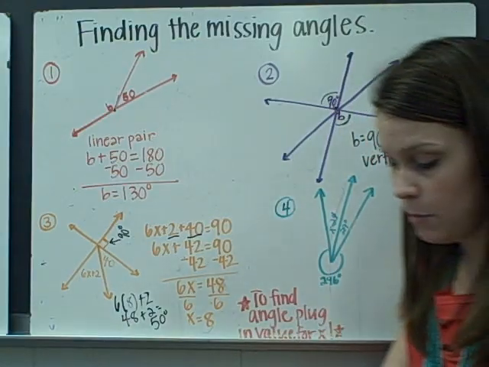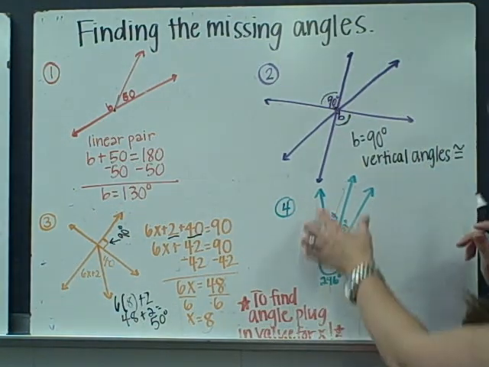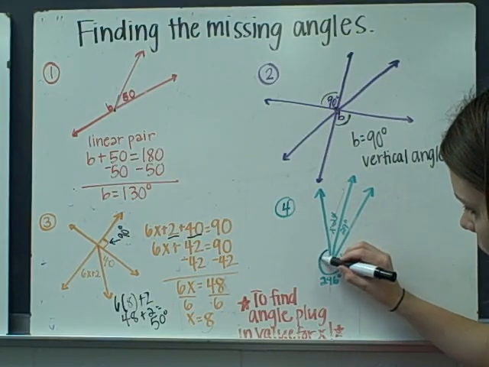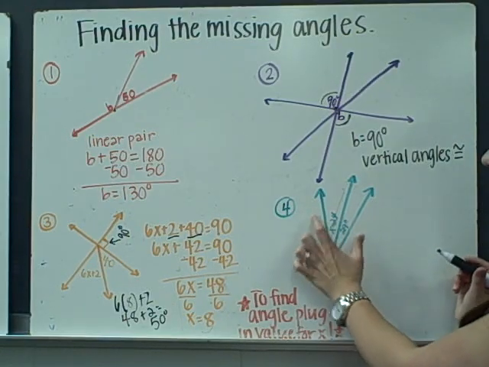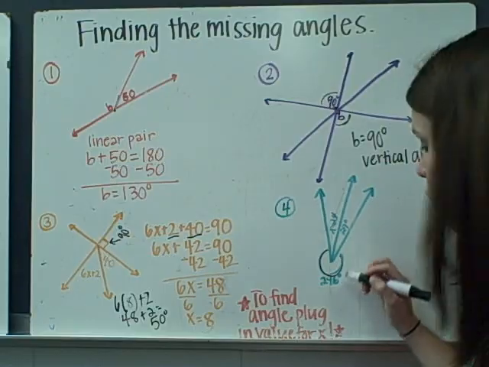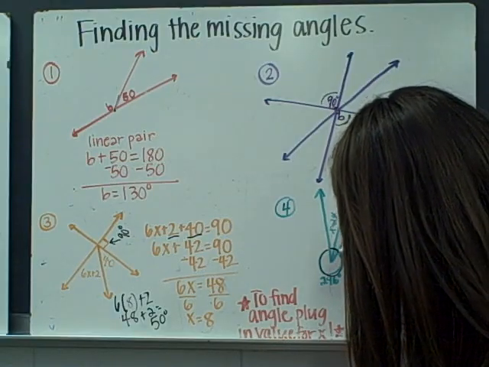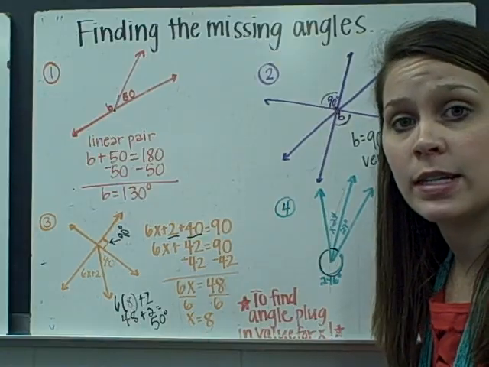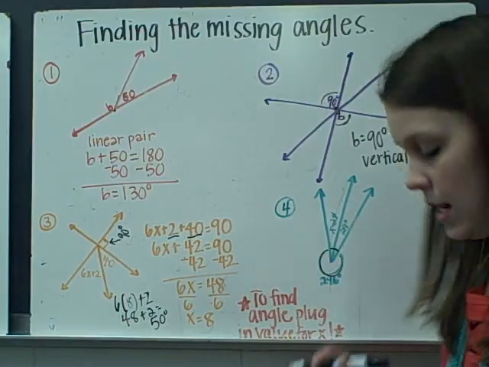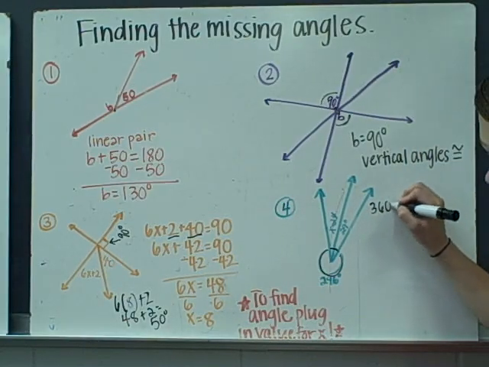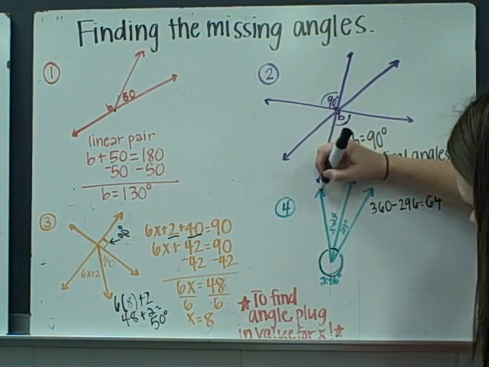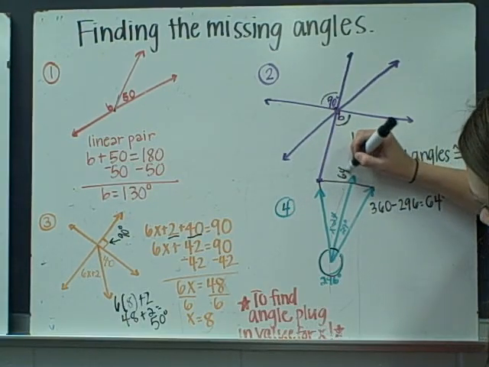So let's look at number 4, and number 4 is a little bit different. We are given adjacent angles, and then we're given the measurement of the outside, so everything that's not included inside this V, and that's 296. An entire circle is 360 degrees. So you first need to find out how much is not on the outside. We have 360 degrees minus 296, and we get 64 degrees. So from this ray to this ray is 64 degrees.